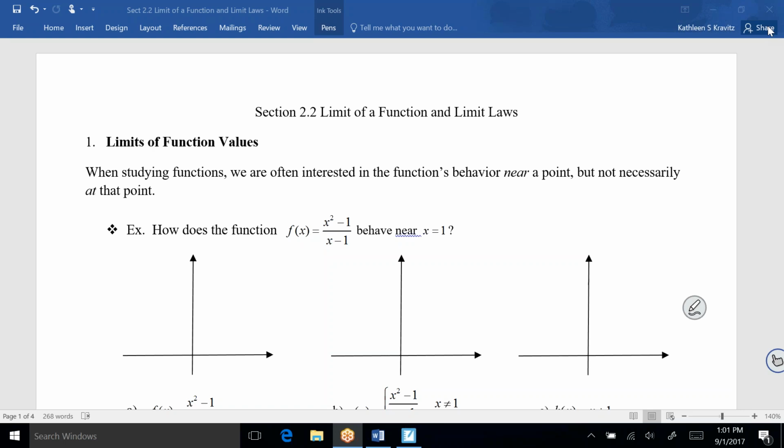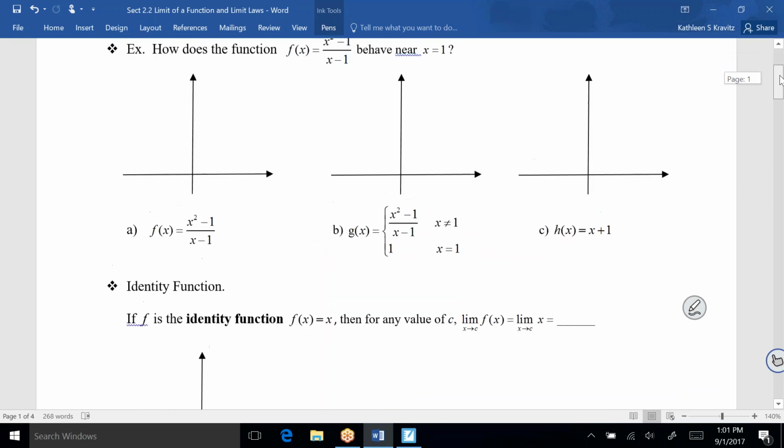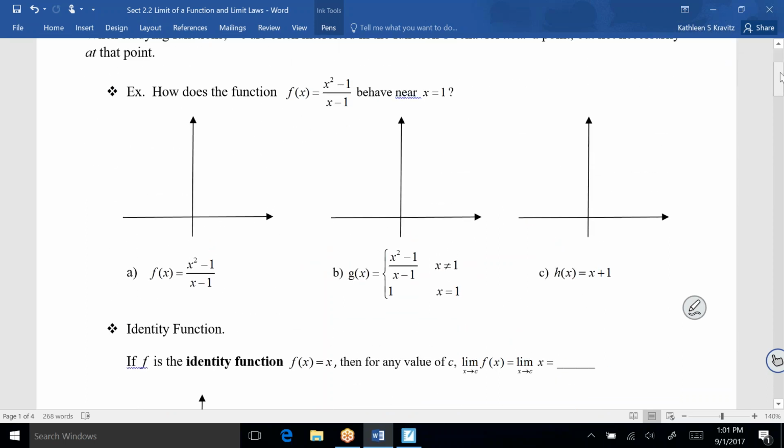All right, so the first thing we're going to talk about is limits of function values. So you can see in the notes it says when we're studying functions, we're often going to be interested in a function's behavior near a point, but not necessarily at that point. Sometimes we'll be interested in a point exactly, but sometimes near a point. So I have three different functions here, a, b, and c. Let's take a look at the function c first of all.